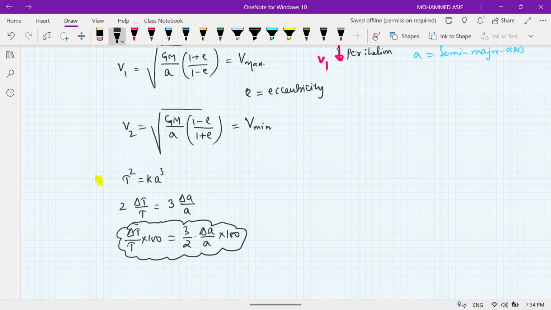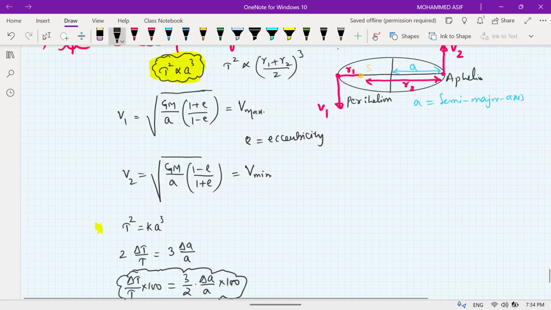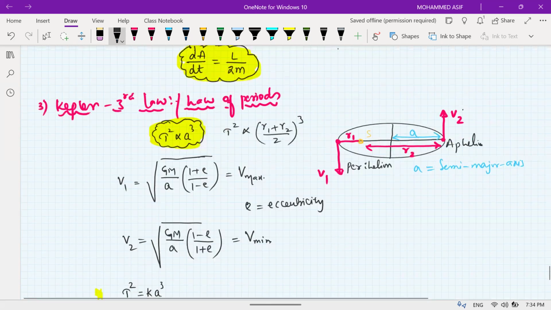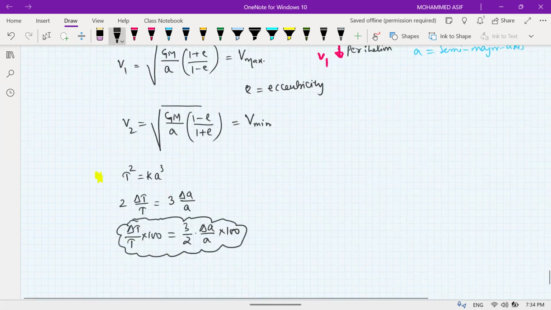Square of the time period is directly proportional to the cube of the semi-major axis. A is your semi-major axis. And A can be written in terms of the mean radius R1 and R2, that is (R1 plus R2) divided by 2. A is also called the mean distance. Am I clear?